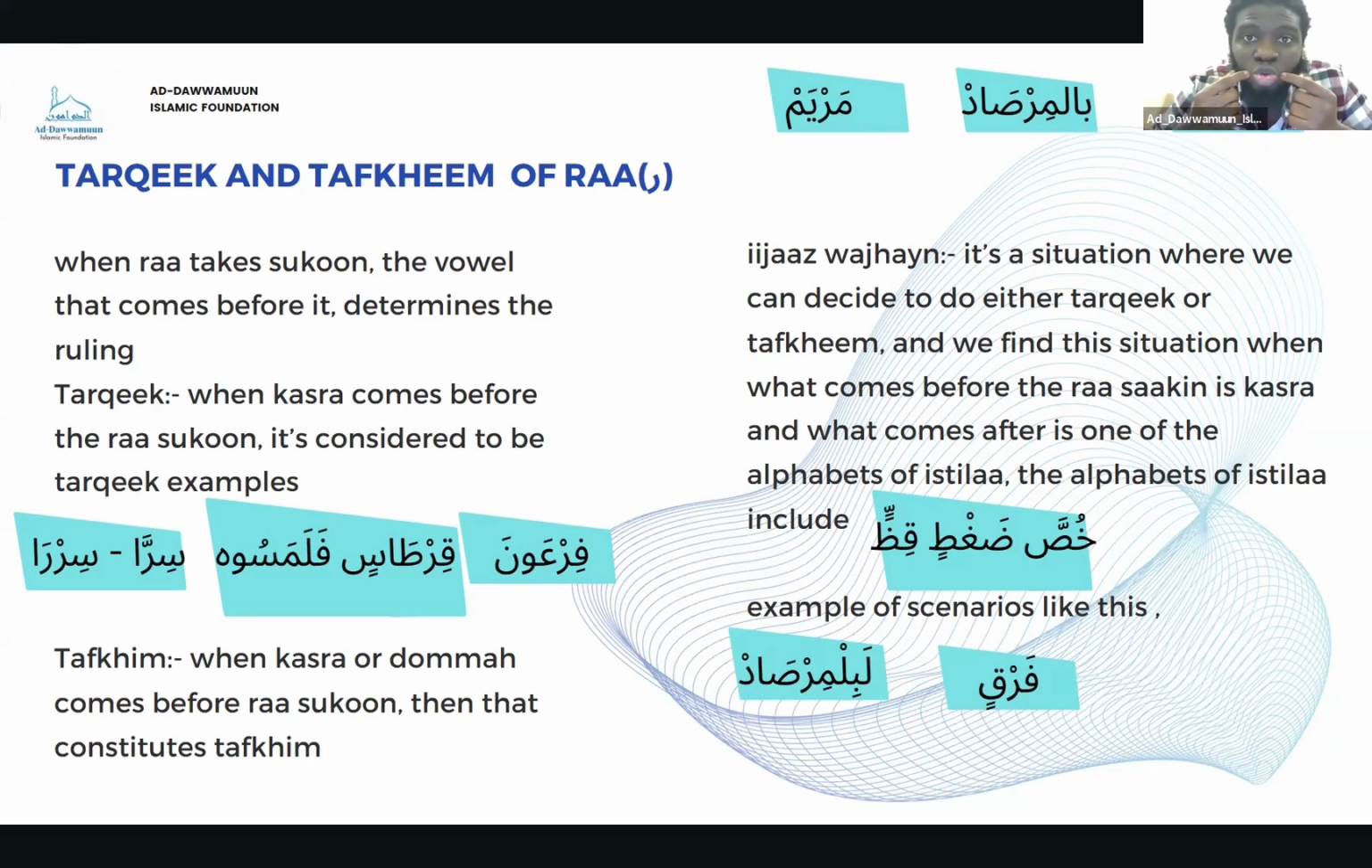Qirtasin. Sirron. Fir'aun. Qirtasin. This act of pulling your mouth this way is called Tarqeeq. And so when the vowel, the tashkil, on the alphabet that comes before the Ra is what? Kasra. We do Tarqeeq. We widen our mouth. Okay?